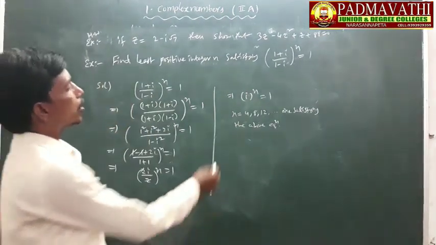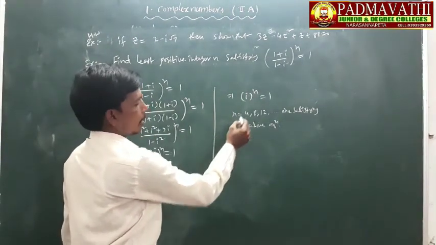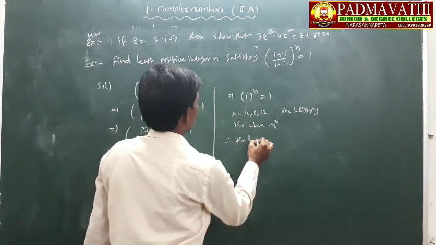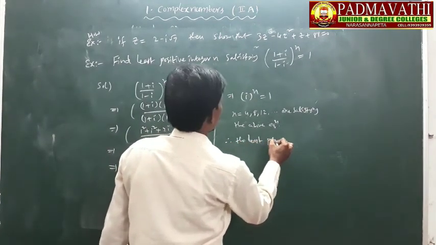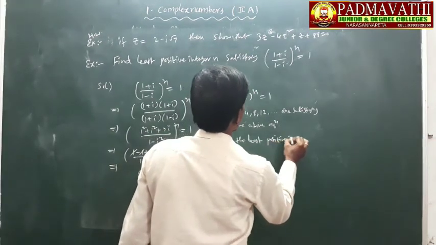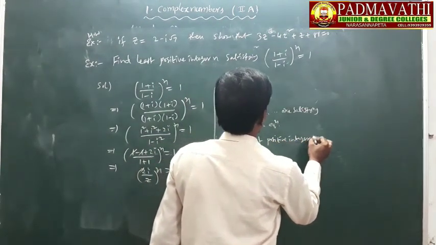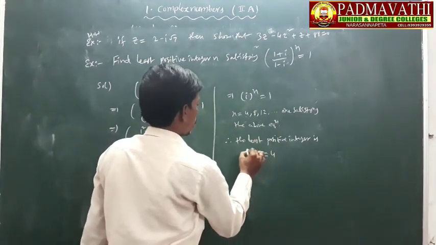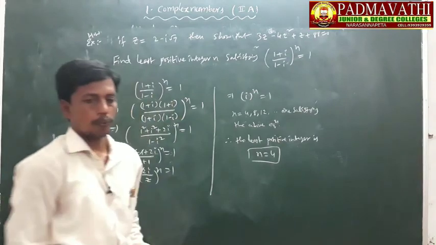Therefore, what is the least positive integer n? Therefore, the least positive integer is n equal to 4. Okay. Hence, the topic is over.